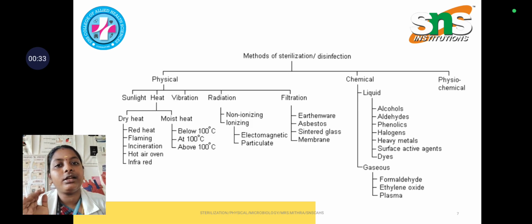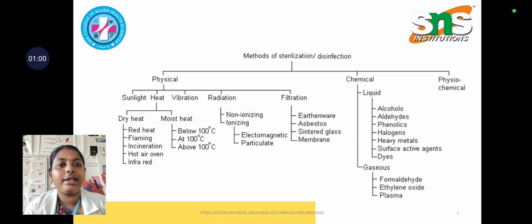Dry heat mainly includes red heat sterilization, flaming, incineration, hot air oven and infrared. Moist heat is categorized mainly on the temperature basis, that is below 100 degrees Celsius, at 100 degrees Celsius and above 100 degrees Celsius. Below 100 degrees Celsius, there is some process which is categorized under the 100 degrees Celsius. Meanwhile, at and above also the same.